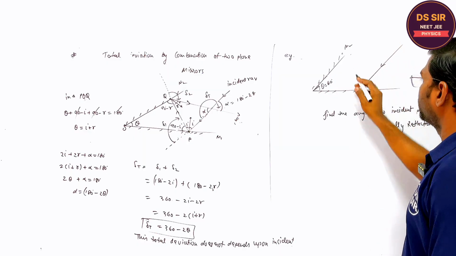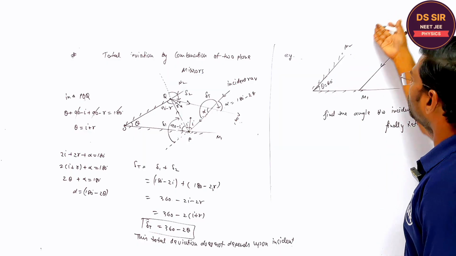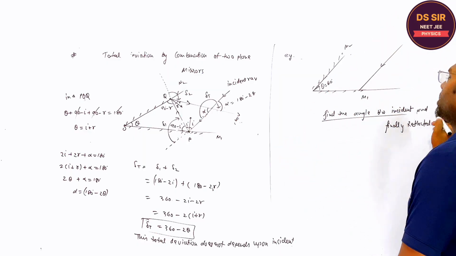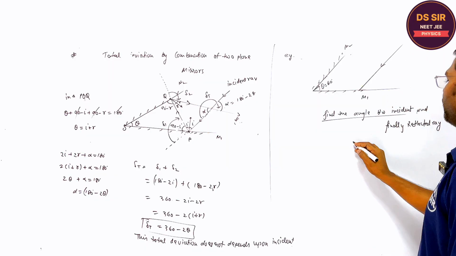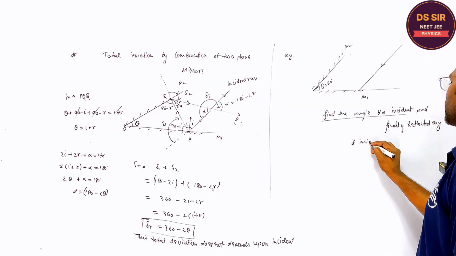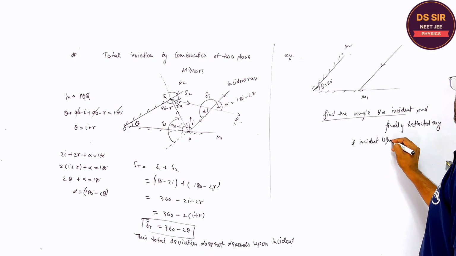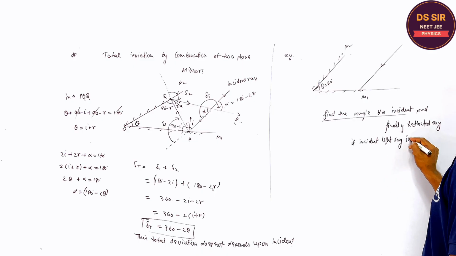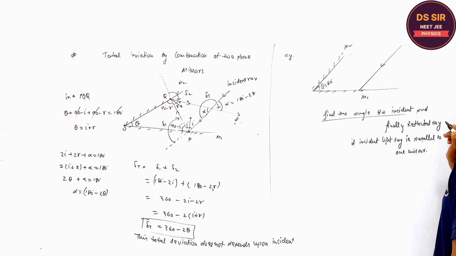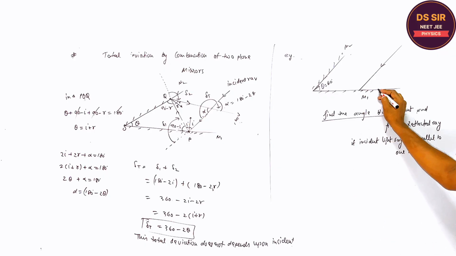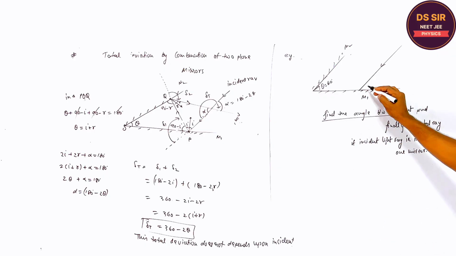And if the incident light ray is coming parallel to one mirror, copy this and try. Parallel means this is the 60 degree.